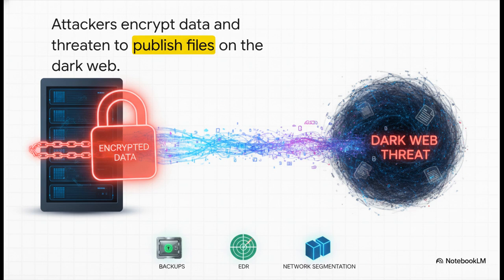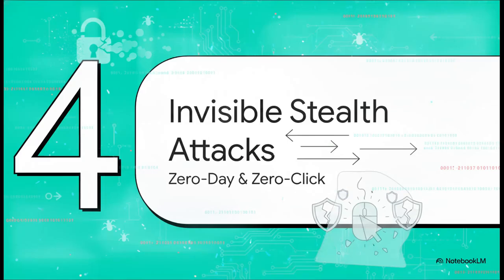The only way to actually break this cycle is through really rigorous preventative defenses. We're talking offline immutable backups, endpoint detection and response systems, and strict network segmentation. Which brings us to our final part, Section 4, Invisible Stealth Attacks, Zero-Day and Zero-Click Realities.